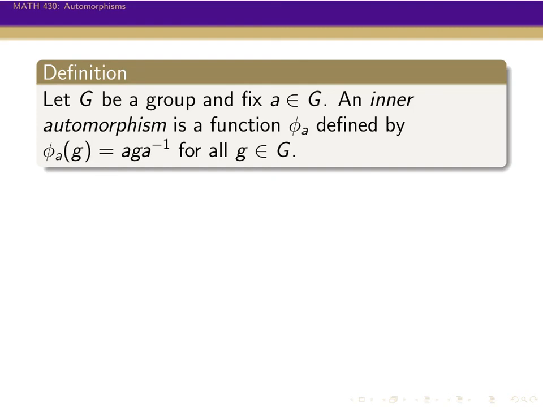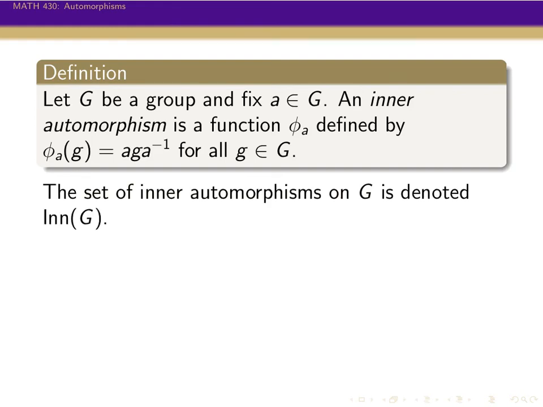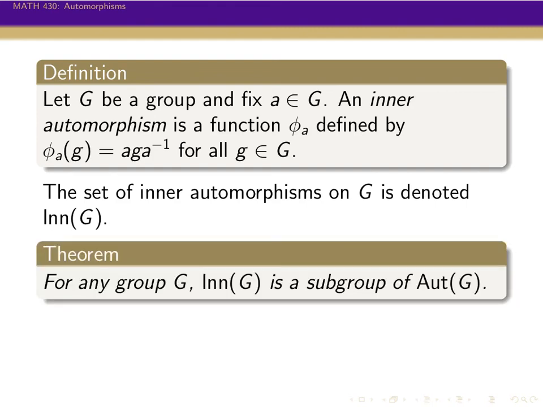Now, last but not least for this video, there is a special type of automorphism called an inner automorphism. And so what an inner automorphism is, and we'll call this phi sub a, what phi sub a does is it maps g to a times g times a inverse. And so we can do this for any element of g, and it turns out that this subset of automorphisms is called the inner automorphisms, and it is actually a group.